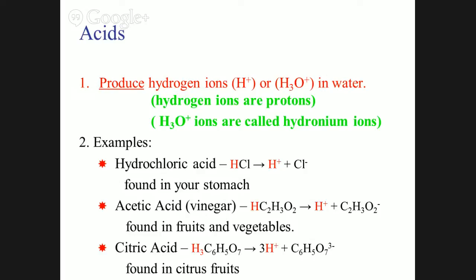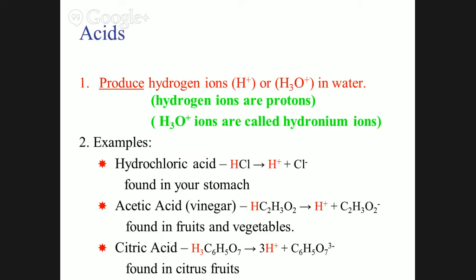All right, we're going to cover acids and bases. First off, acids produce hydrogen ions, H plus, or hydronium ions, H3O plus. Basically, hydrogen ions are protons. They have lost their one electron. Or the hydronium ions, H3O plus, that's just a water molecule that has an extra hydrogen. In both cases, they are positive ions.